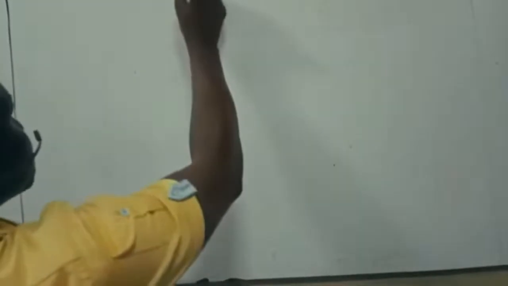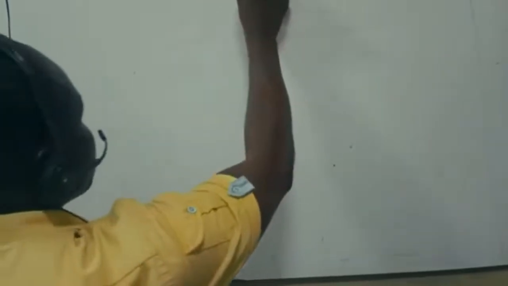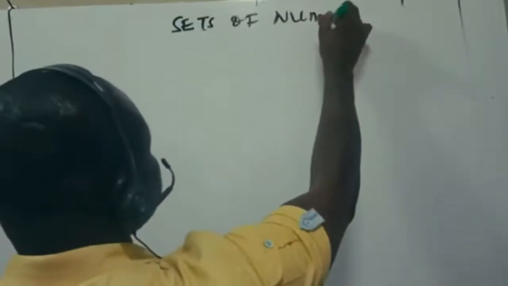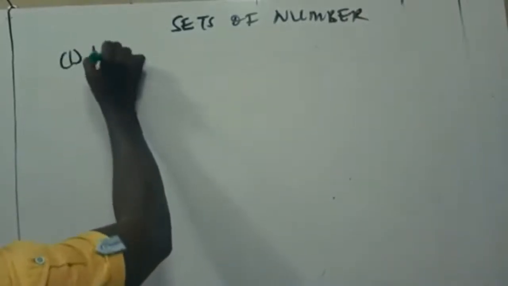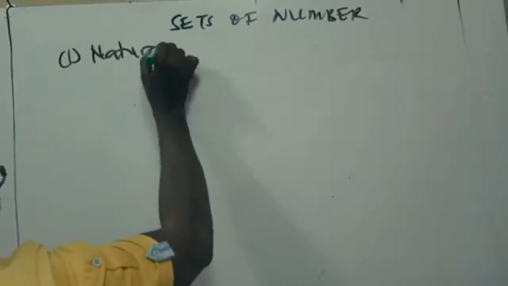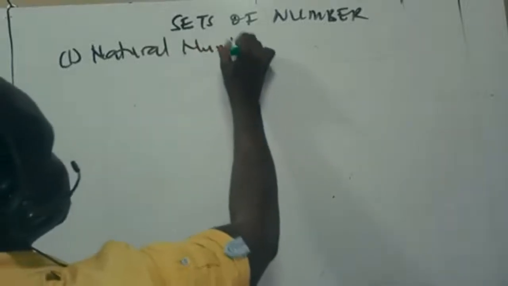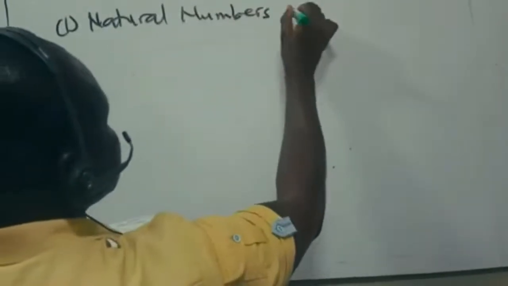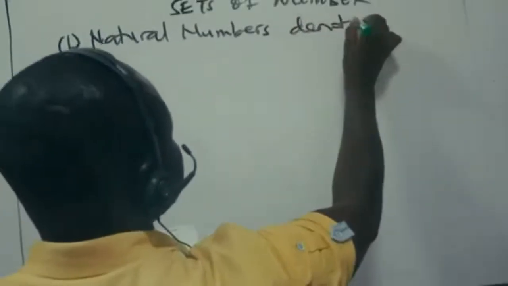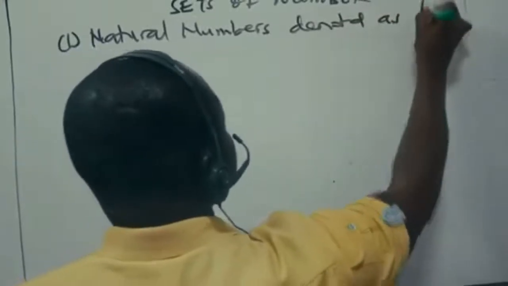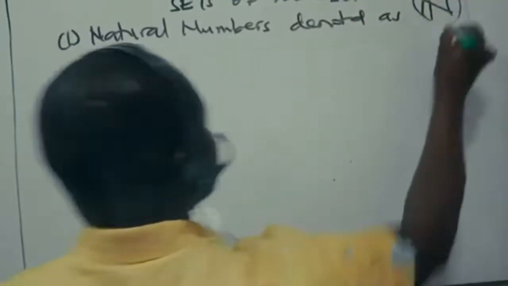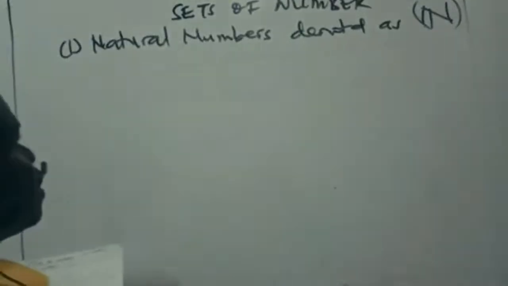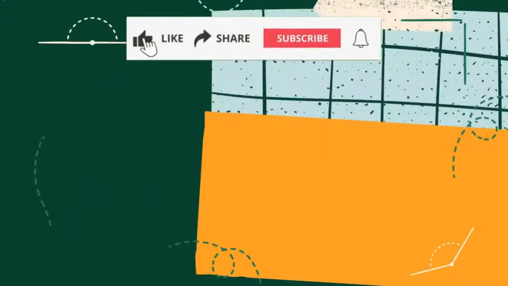Just as I've introduced the set of numbers, the first set of numbers are called the natural numbers. The natural numbers, denoted as N, as we have it on the board.